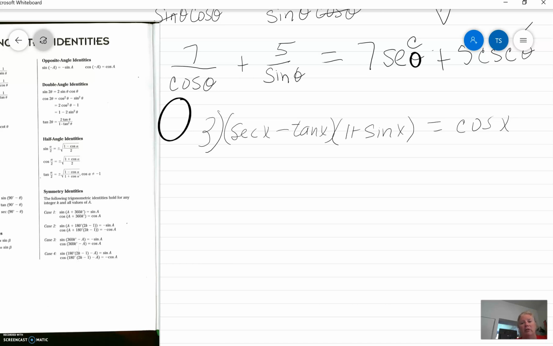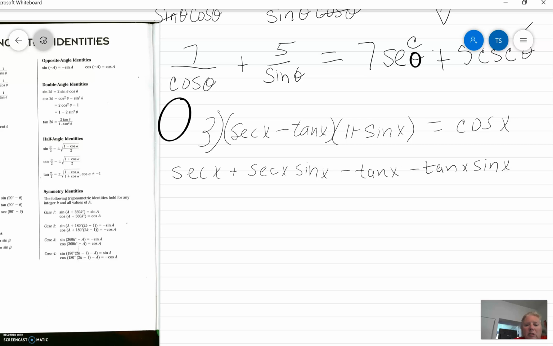We're going to do the first term. So secant times 1 is secant. And then secant times sine plus secant times sine. And then negative tangent times 1 is negative tangent. And then negative tangent times sine. Okay, it's not very simplified yet, but we're getting there.